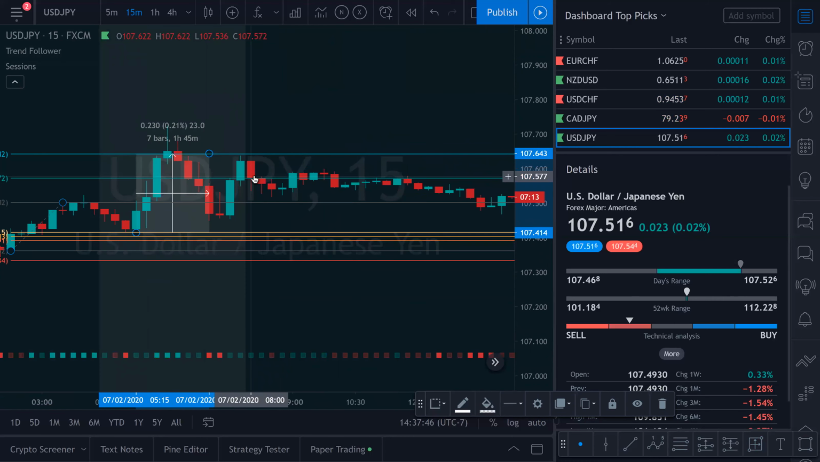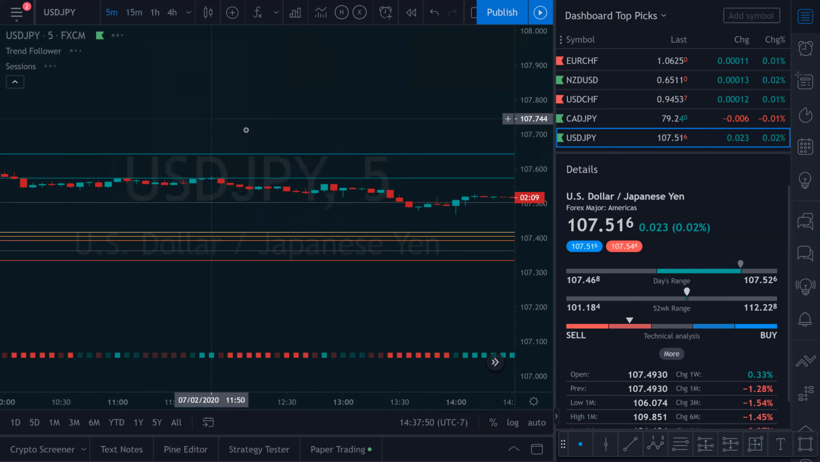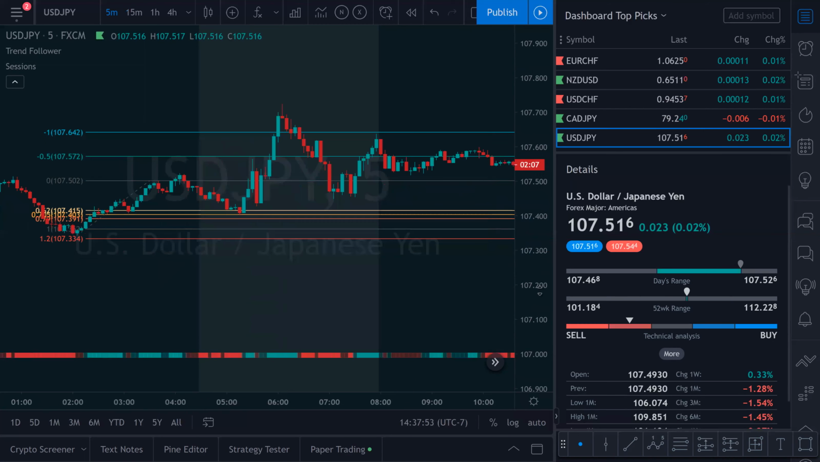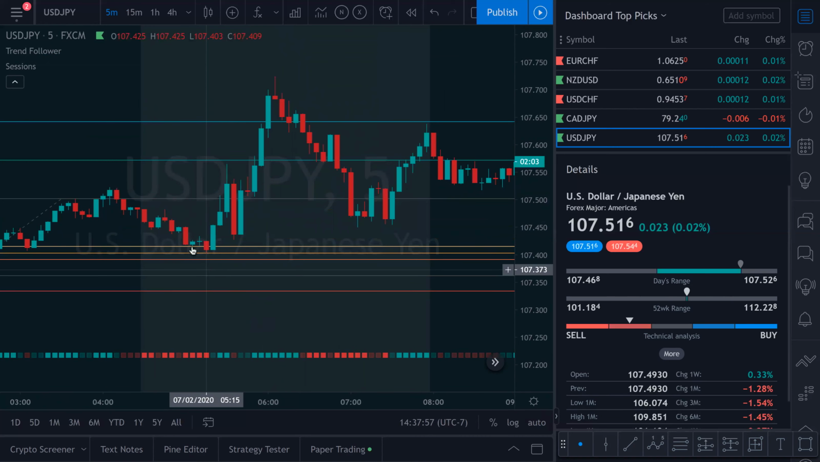All right. Delete that. We're going to go down to the 5 minute and see how I would have managed this after TP1. So entry here. This actually would have been an exit. I just follow this. I just do what it tells me. So exit here and then back in right here.